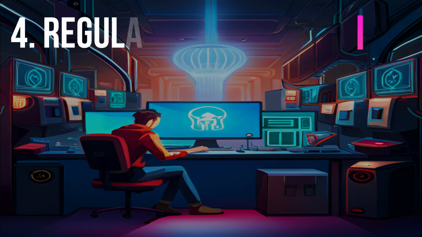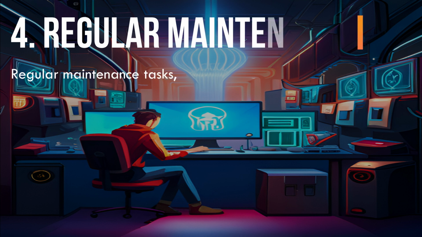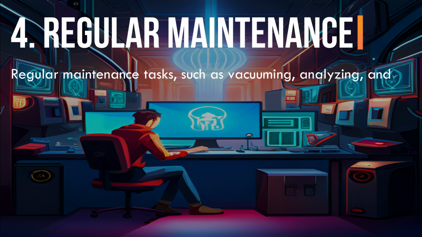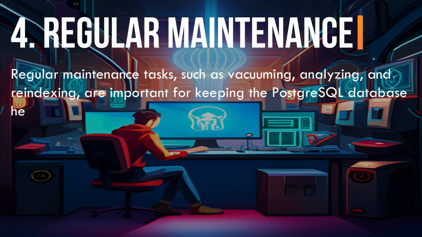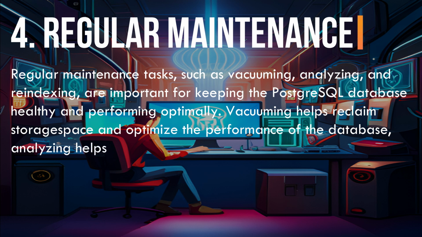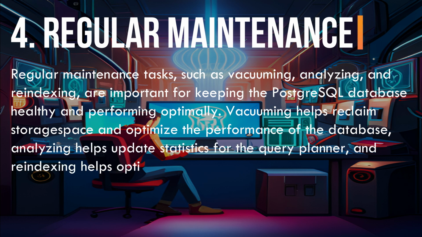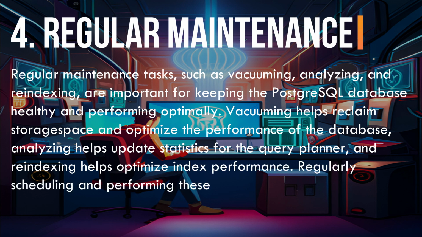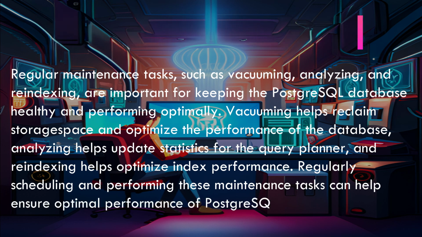4. Regular maintenance. Regular maintenance tasks, such as vacuuming, analyzing, and reindexing, are important for keeping the PostgreSQL database healthy and performing optimally. Vacuuming helps reclaim storage space and optimize the performance of the database. Analyzing helps update statistics for the query planner, and reindexing helps optimize index performance. Regularly scheduling and performing these maintenance tasks can help ensure optimal performance of PostgreSQL.